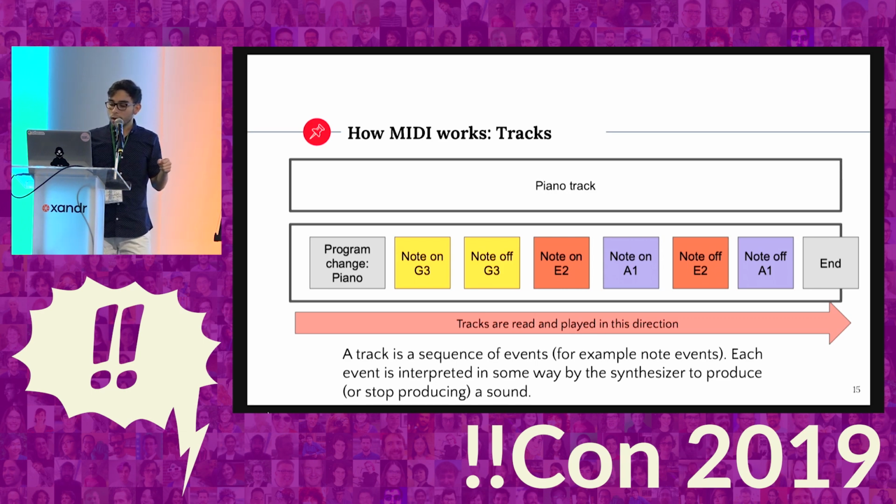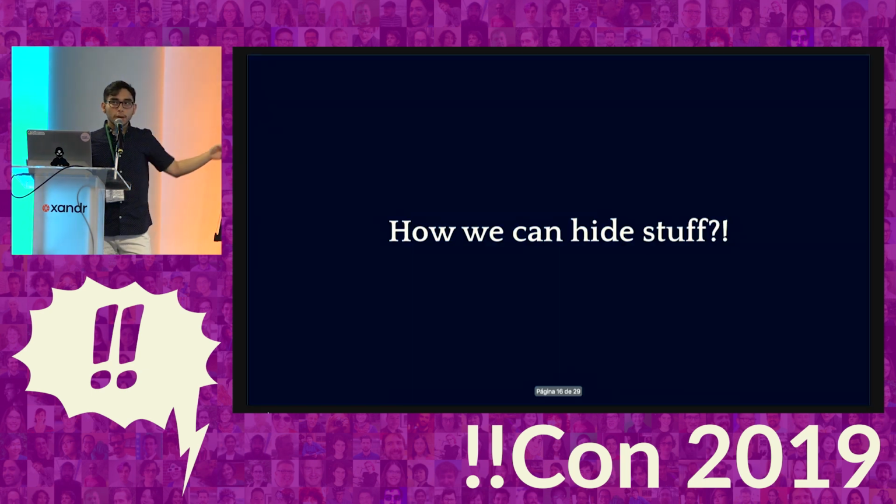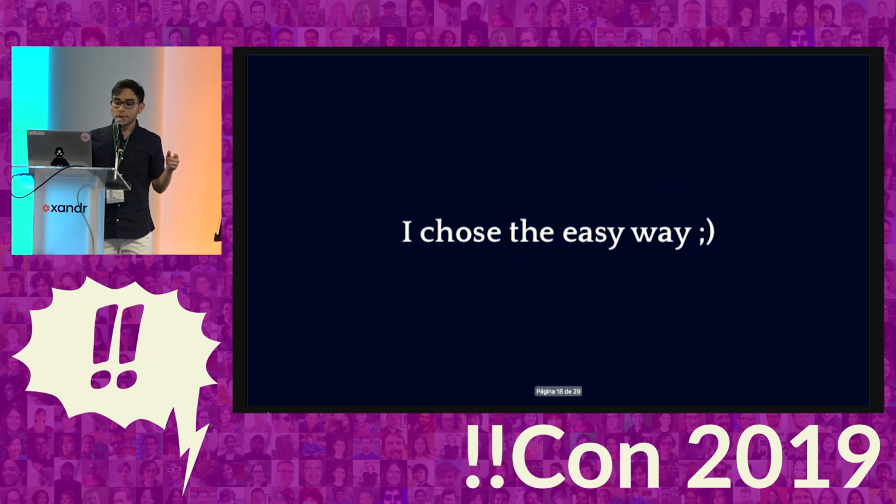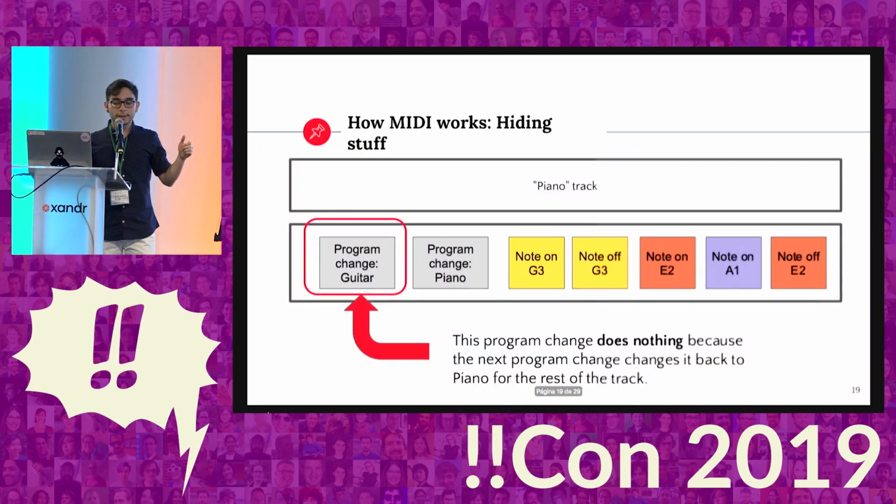Obviously, the tracks are read and played in this direction. So how can we hide stuff? There are multiple ways, and I'm happy to discuss these things afterwards, but I wanted to choose the easiest way possible. So the easy way is simply to use this thing that I came up with.